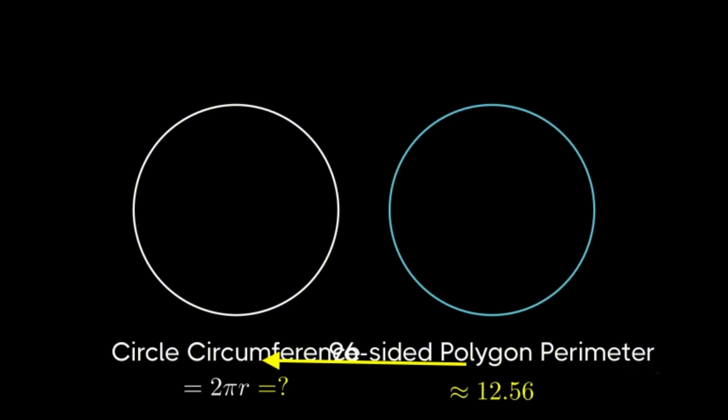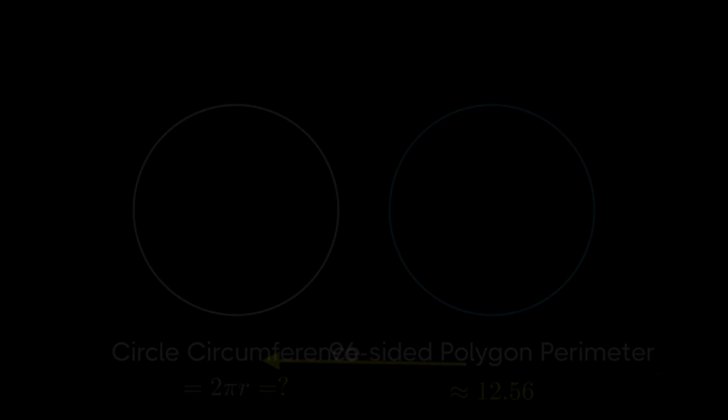This convergence reveals the famous formula for a circle's circumference, c equals 2 pi r. In our example with radius 2, the circumference is 2 pi times 2, or 4 pi, approximately 12.57 units. This relationship between polygons and circles helps us understand why pi, approximately 3.14, appears in the circumference formula.